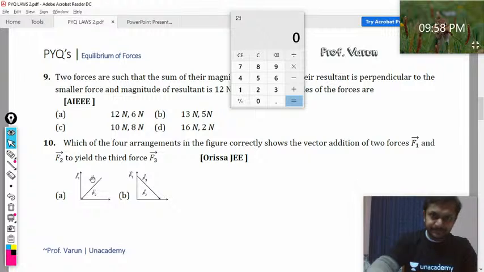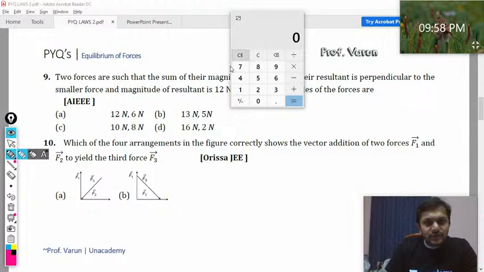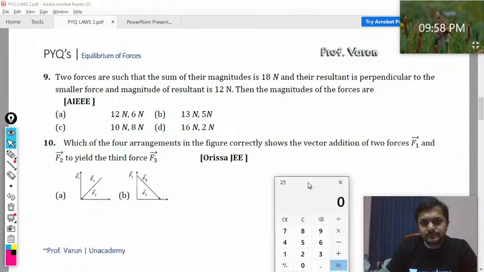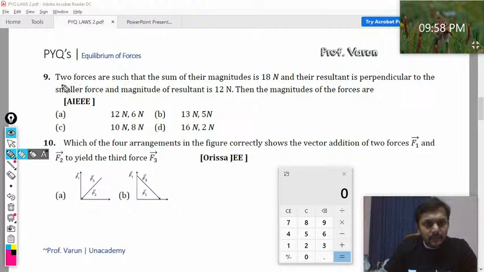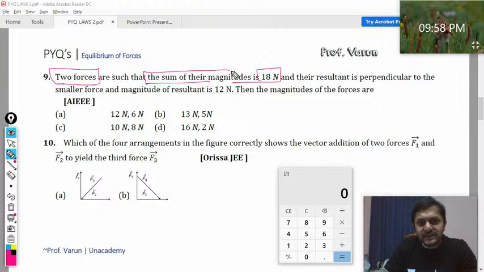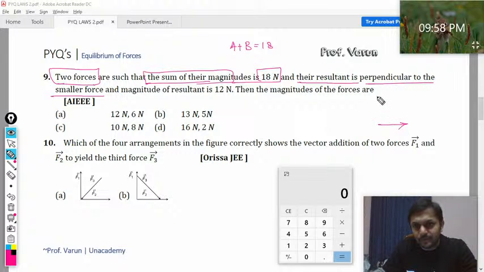Okay, so let us move to the next question. Two forces are such that the sum of their magnitudes is 18 Newton, and the resultant is perpendicular to the smaller force. Again, this is the resultant. Okay, the magnitude of the resultant is 12 Newton.